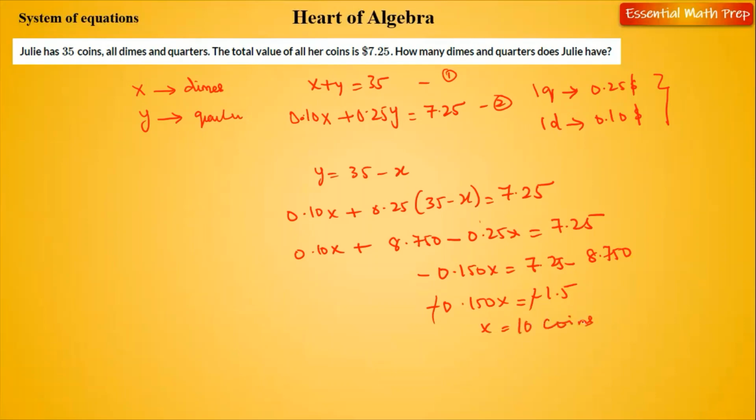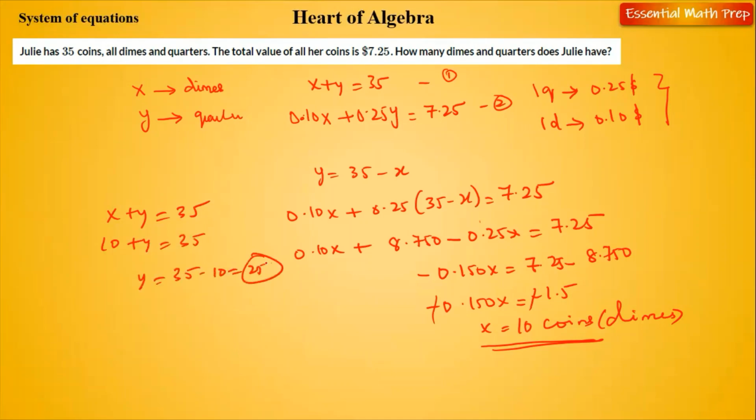What is X associated to? X is associated to dimes, right? So what is the question asking? How many dimes and quarters? So it doesn't distinguish. You want answers for both. So we know 10 dimes. So X plus Y equals 35. X is 10. So what is Y? Y equals 35 minus 10 equals 25. So she has 25 quarters and 10 dimes.